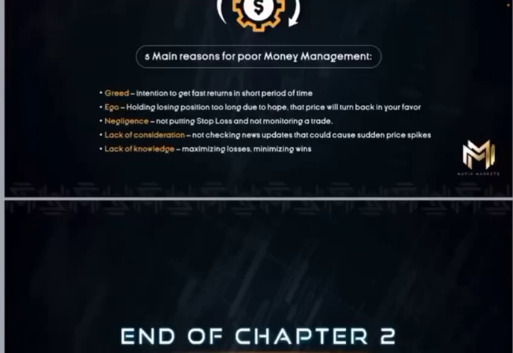Lack of consideration: not checking news updates that could cause sudden price spikes. This is negligence where you are not looking at fundamental analysis or at the calendar, you're not observing news, and you don't know what could be a factor that will trigger an instant spike in the price of a financial instrument in your position. And the lack of knowledge: maximizing losses, minimizing wins.